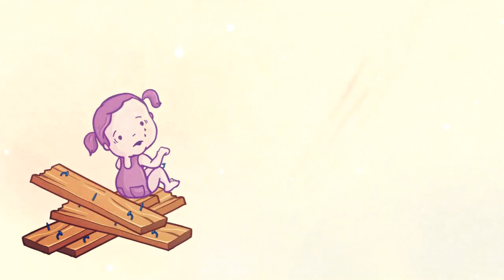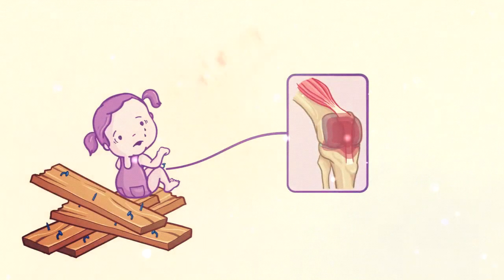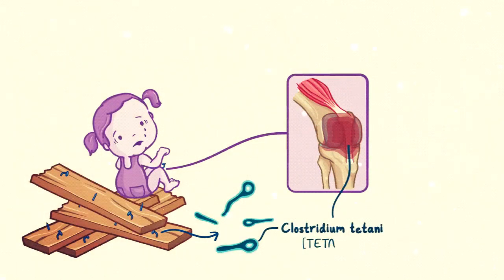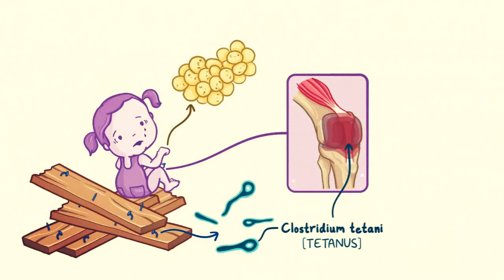So, let's say a child falls on some dirty planks of wood and a nail pierces through their knee, infecting the synovial membrane with bacteria. That bacteria could either come from the nail and be living in the environment, like Clostridium tetani, which causes tetanus, or it could be bacteria that lives on the skin surface and gets shoved deep into the joint at the moment that the skin is pierced, like Staphylococcus aureus.